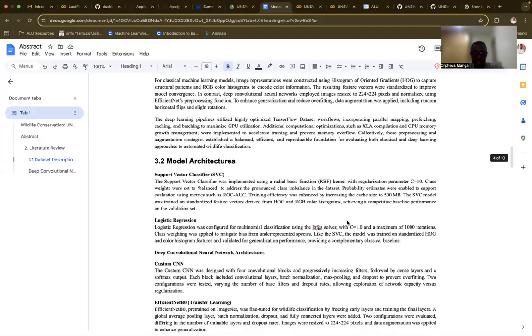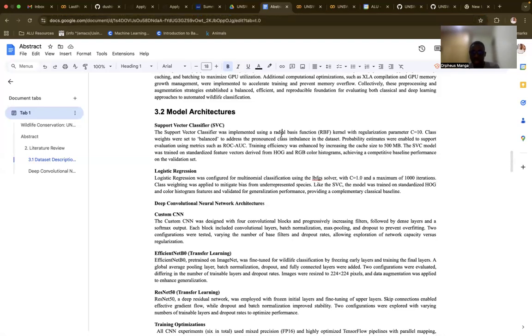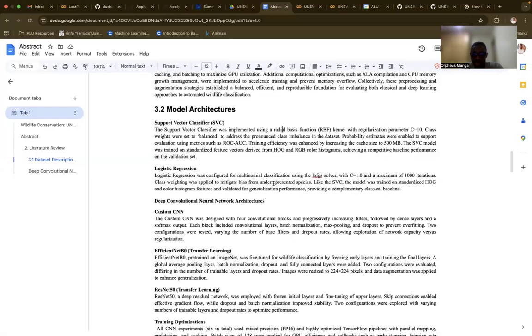To do this, the first thing that I had to do was to train the support vector classifier, and the first step was to extract features from the images in different ways, such as the work features and the RGB distribution. The RBF kernel was utilized with a regularization parameter of 10. For logistic regression, I did the same, and the maximum number of iterations was 1,000.